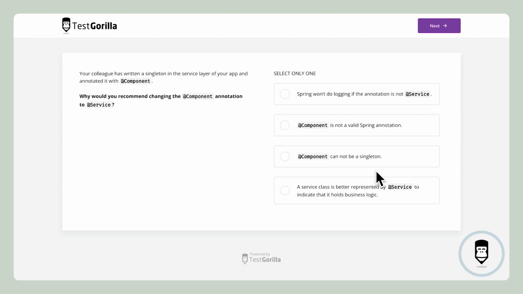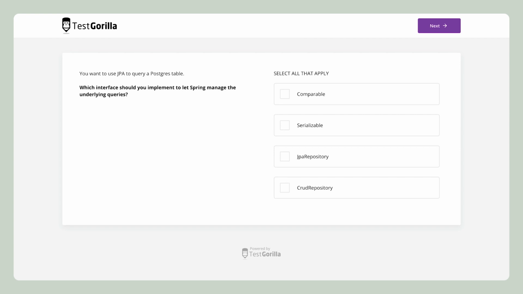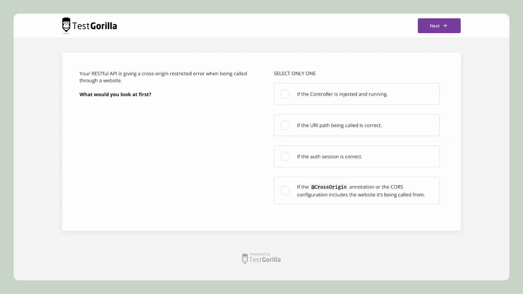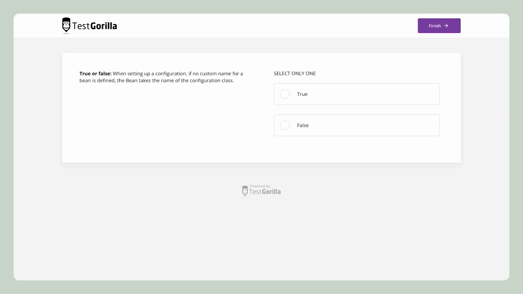Okay folks, time's up. Let's check out the answer for this first one. The next sample question is about choosing the right interfaces for managing queries. Candidates have to select all that apply here. The third sample question tests candidates on their troubleshooting skills with Spring. And the fourth and final sample question is a true or false about setting up a configuration.